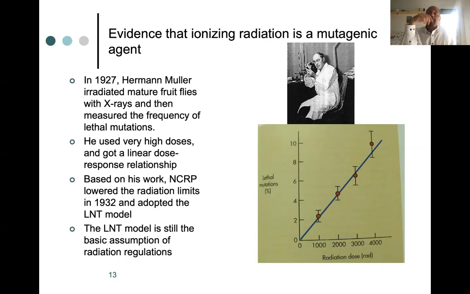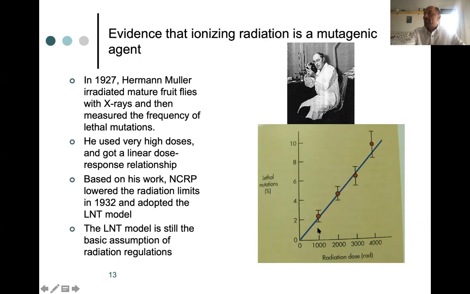The work of Hermann Müller, who got the Nobel Prize for this, inspired the National Council for Radiological Protection in the United States to lower the radiation limits, which before were related to skin erythema, essentially to acute effects, already in 1932, and to propose the linear no-threshold model. Linear no-threshold means that the probability of mutations is never zero. It's zero only for zero dose. So it's linear and there is no threshold.